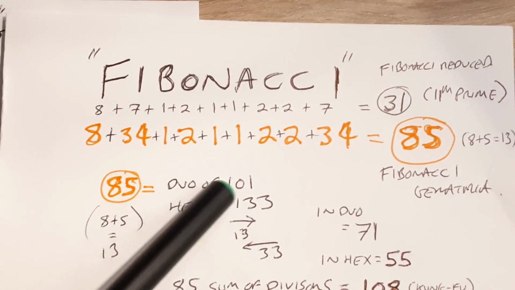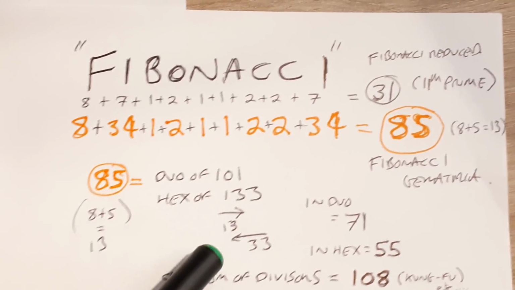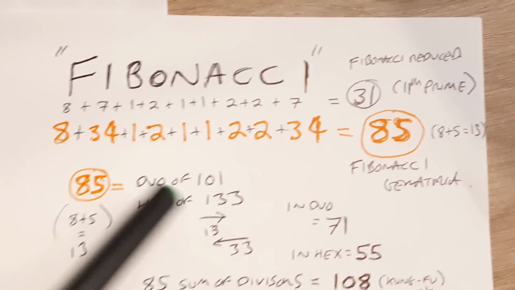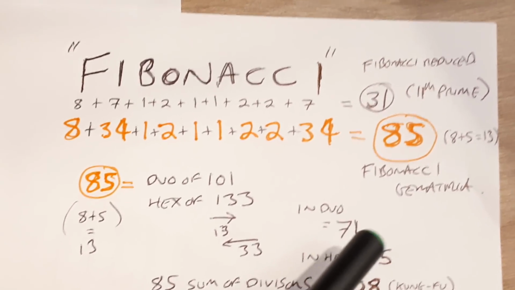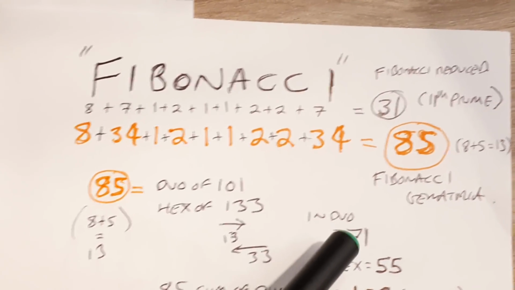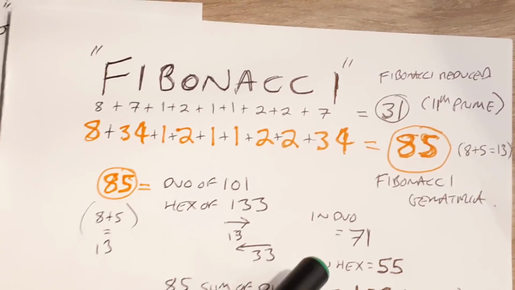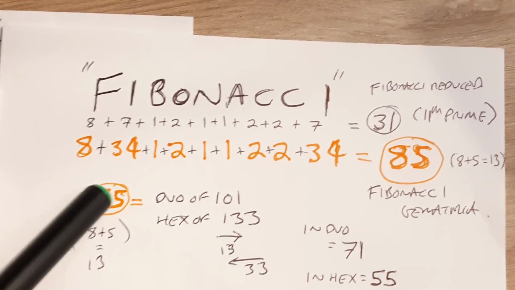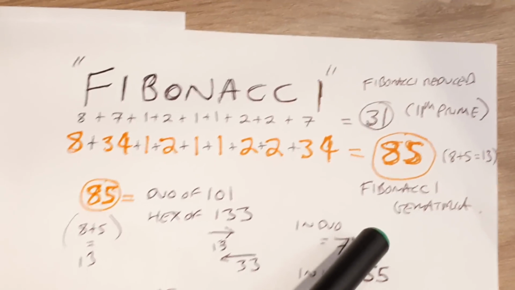So it's a duo of 101, hex of 133, so 13 that way, 33 the other. In duo, it's 71, so Trump's age, 17 fishes. Grenfell Fire 71, 17 Valentine's Day. In hex 55, so 85 properties. 55, 10th Fibonacci number.